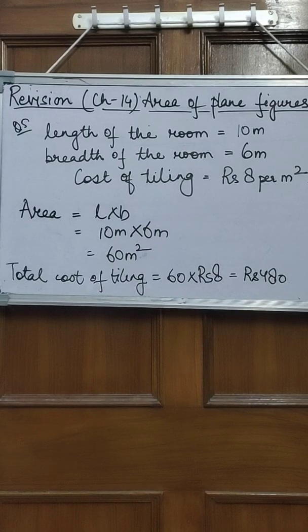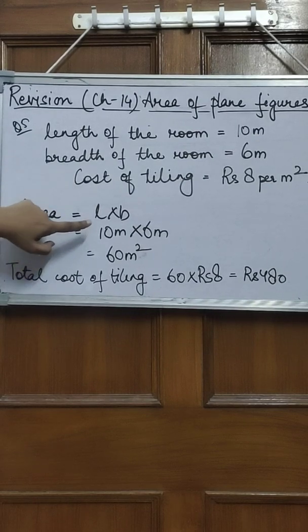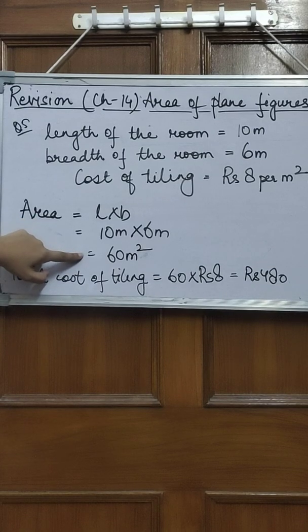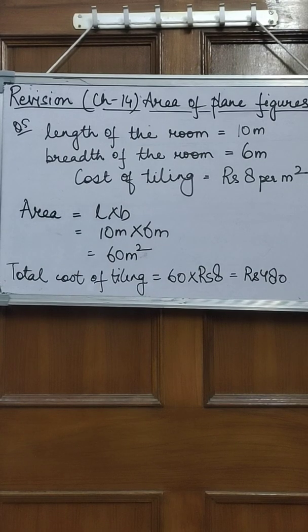So what we have done in this question, we have first found out the area of the square and then the cost of tiling. Since the cost was given for per meter square, this means for 1 meter square it was given. I have 60 meter square, so I have multiplied 8 by 60. So what we are getting is 480. Now let's take one more question.